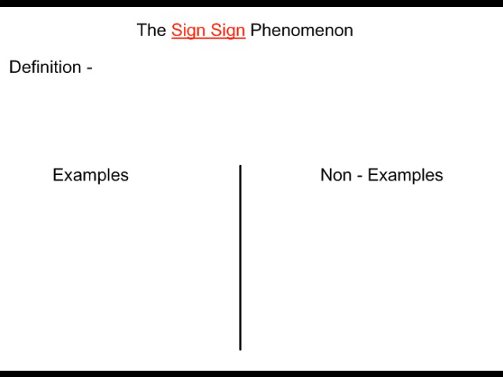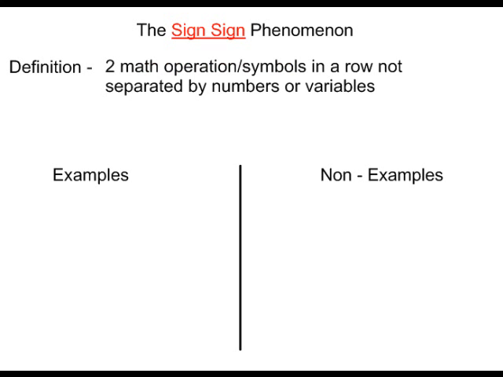So let's take a look here. Sine-sign phenomenon. Let's just say that by working definition, it's two math operations or symbols in a row, not separated by numbers or variables. Now, an example of that would be something like this, where we get 3 minus negative 4. Okay, and you see here we've got the minus and the negative not separated by any numbers between them.